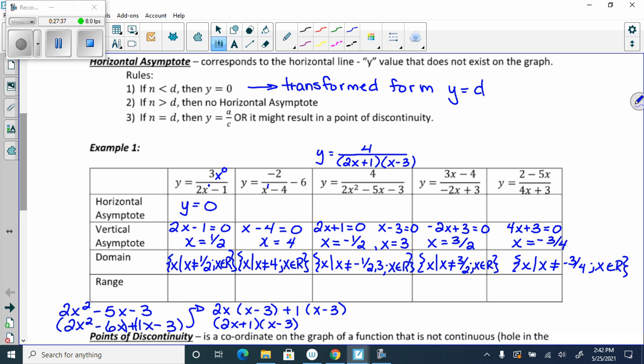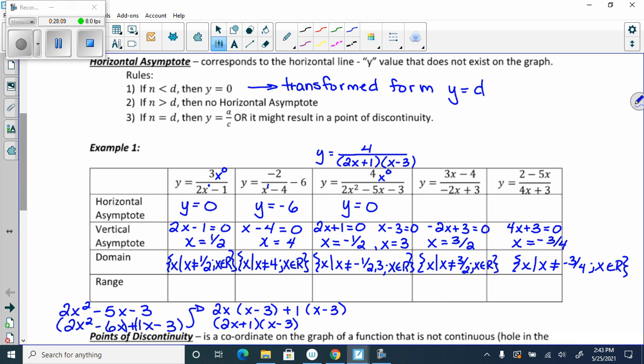The second one is in transformed form. So what is my d actually in this case? Negative 6. So this one is just going to be y equals negative 6. It's just whatever the d value is. The next one is degree 0 in the numerator and degree 2 in the denominator. So my numerator is smaller than my denominator, so it's at y equals 0 every single time.